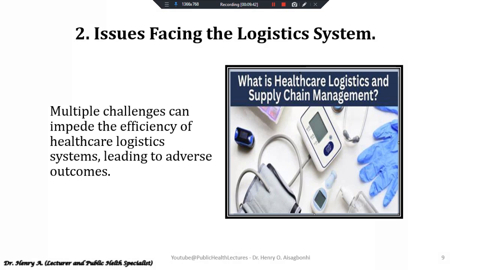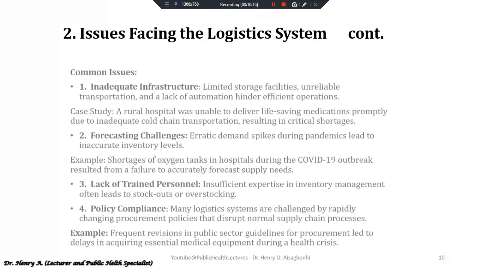Let's look at the next topic under part 1, issues facing the logistics system. Now, even with strong principles, logistics systems face many challenges, especially in low and middle income countries. Let's discuss some common ones. Number one, inadequate infrastructure.